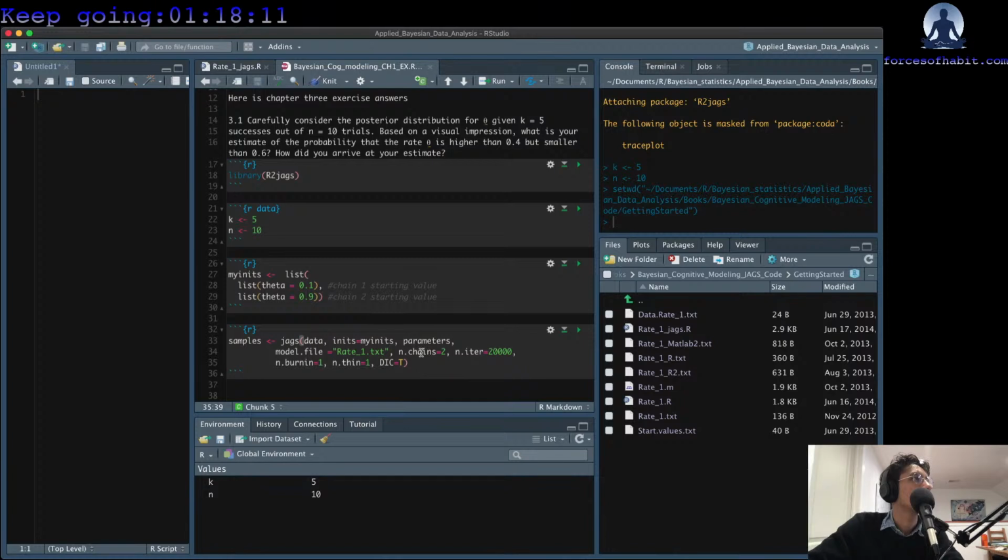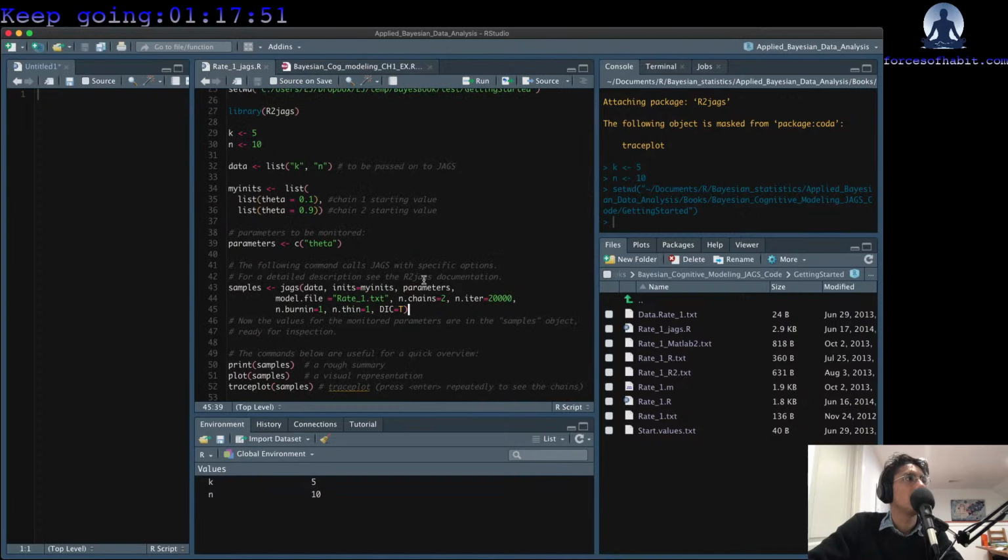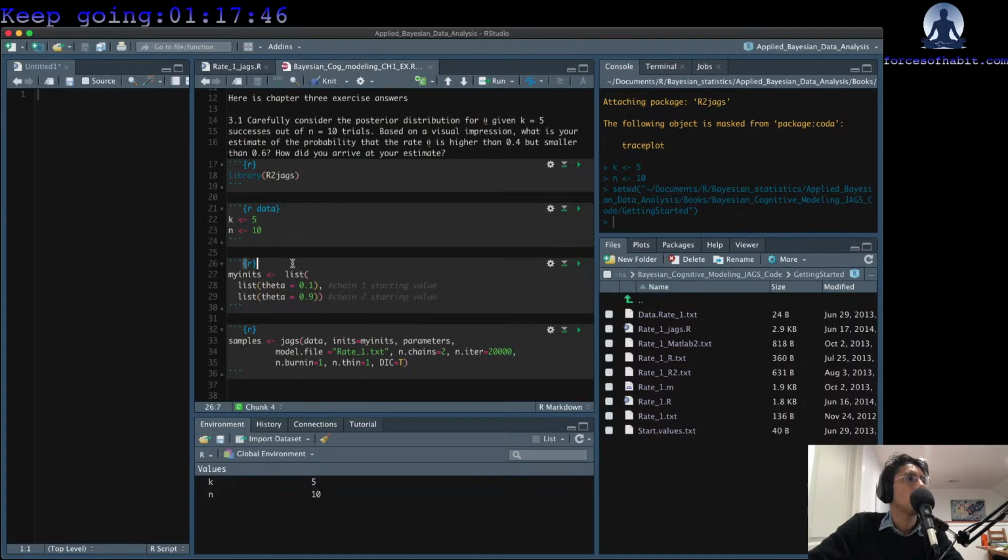So what this code is doing then, we're setting our initial values, and then we're going to have our sample here. And we're running JAGS on our data, which in this case are right here. You also have to tell it what parameters you're interested in. So here we're only interested in theta.